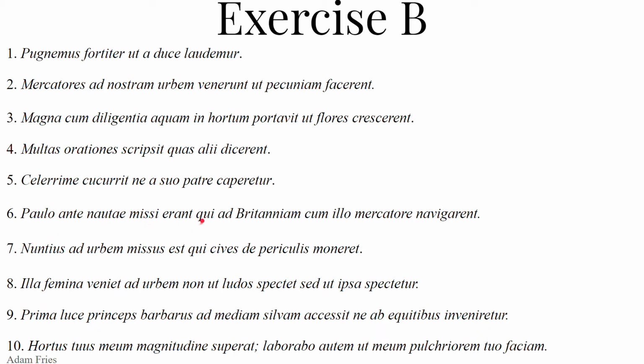Nautae missi erant. Remember that nautae, masculine sailor, looks feminine, but it is masculine. Missi, agreeing with the nominative plural masculine nautae, erant. So missi erant is the third person plural masculine pluperfect passive indicative of mitto, mittere, misi, missus. So a little while before, the sailors had been sent.